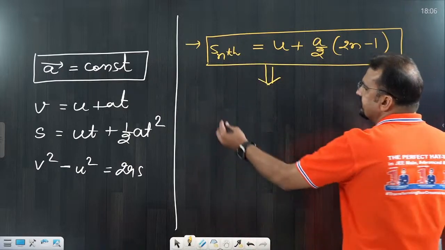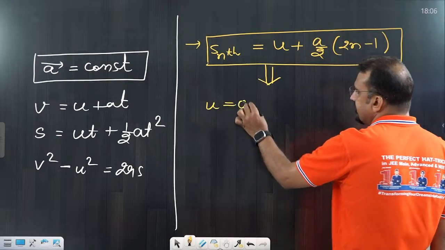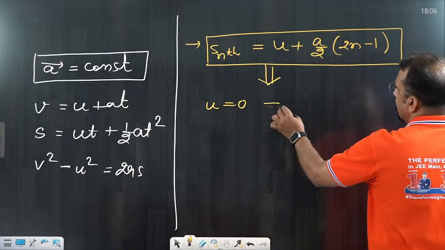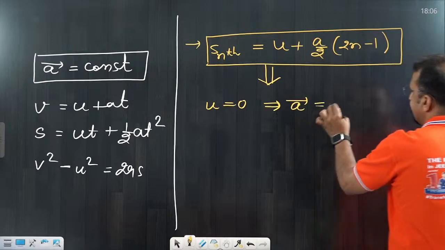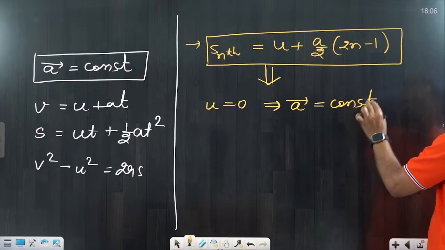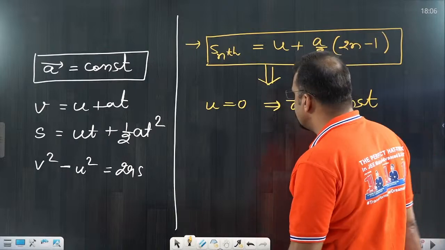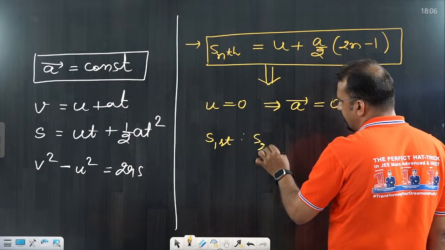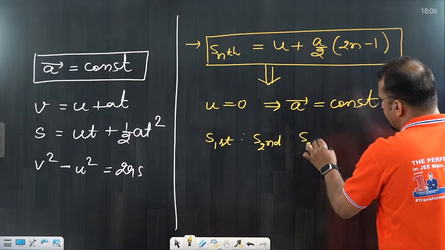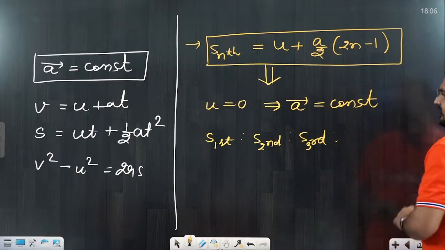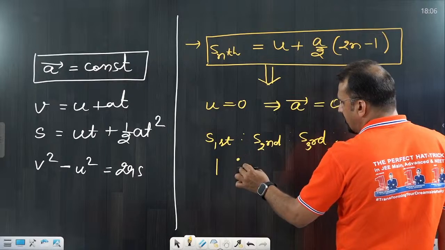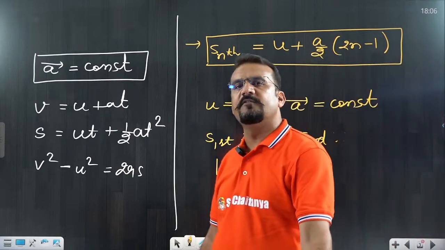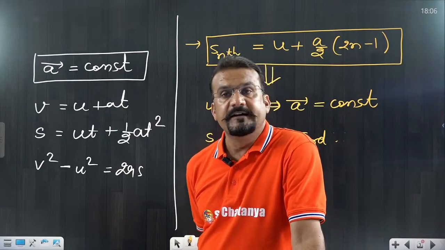What is that? Whenever the body is initially at rest, initial velocity u is 0, and it is mentioned that acceleration is constant. That means we can apply the equation. If it asks the ratio of distance covered in the first second to the second second to the third second, this will be odd numbers: 1 ratio 3 ratio 5 ratio 7 ratio 9 ratio 11 ratio 13, like that. So let us take one example.